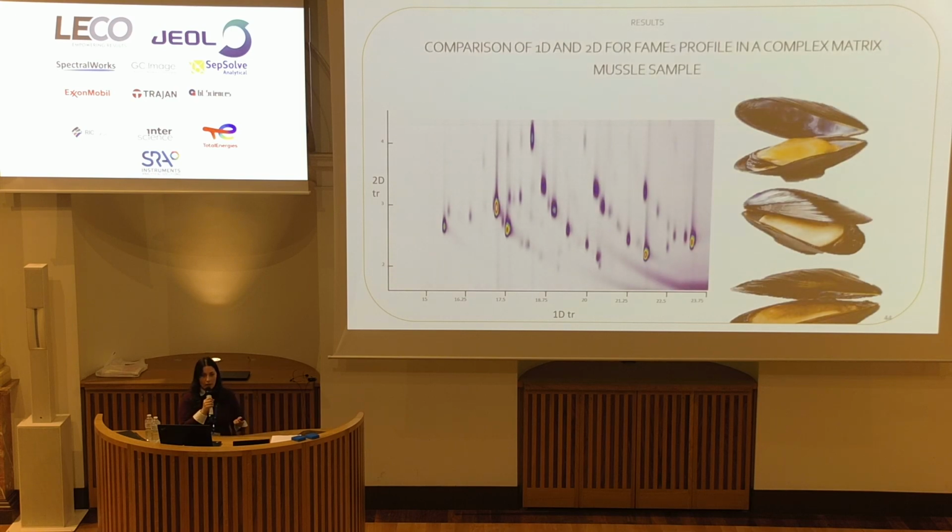For the second objective, we want to compare 1D and 2D for FAMES analysis. For this comparison, we chose a really complex matrix, muscle samples. As you can see from the 2D chromatogram, you have a little spoiler of how many FAMES compounds are present. And always person X comes and says, I can do it in 1D.